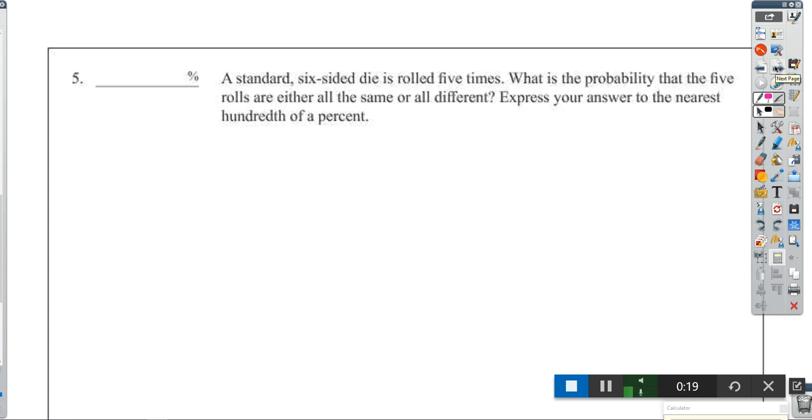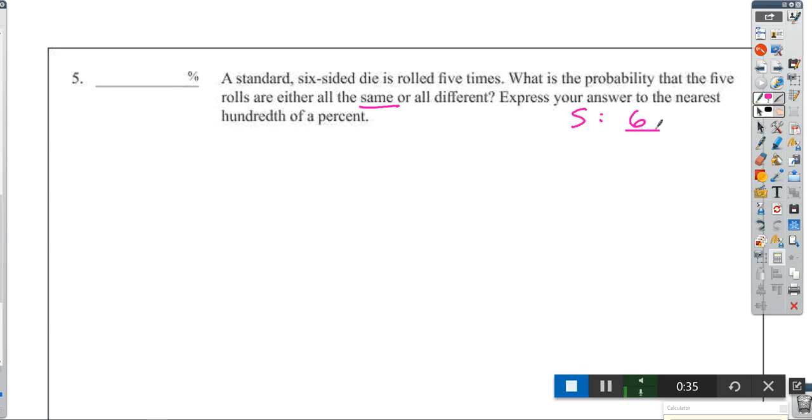Well, for you to get all the same, that's like Yahtzee, right? And in one roll, how many different ways can you get this? Well, you have 1, 1, 1, 1, 1, and then 2, 2, 2, 2, 2, and so on. So there's a total of 6, because there are 6 digits. So to get them all the same, there are 6 different ways to do it.